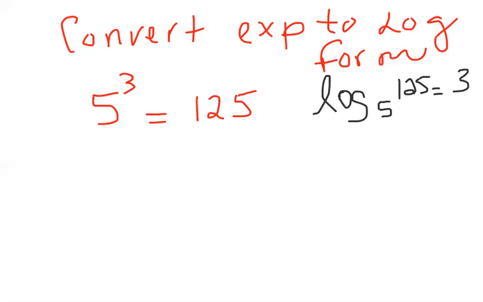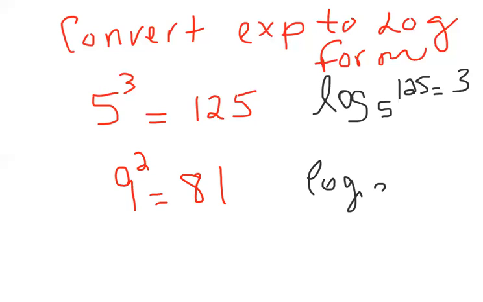Base, answer, power. Okay. Now, here comes another one, guys. This time it is 9 to the second power is equal to 81. And again, remember it's base, answer, power. So when we rewrite it in log form, it's going to be log base. What's the base? 9 of the answer. What's the answer? 81 equals the power or the exponent, which is 2.